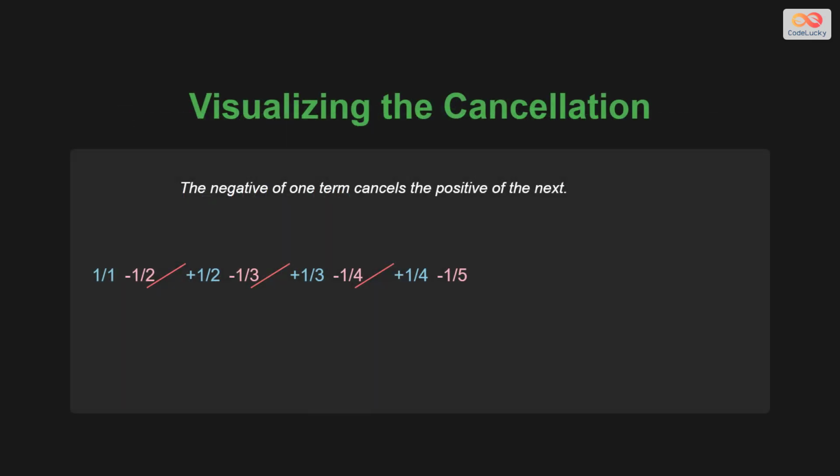Here's a visual representation of what's happening. Each term in our decomposed series has a positive part and a negative part. The negative part of one term is perfectly cancelled out by the positive part of the very next term. This chain reaction continues, leaving a clear path from the beginning to the end.